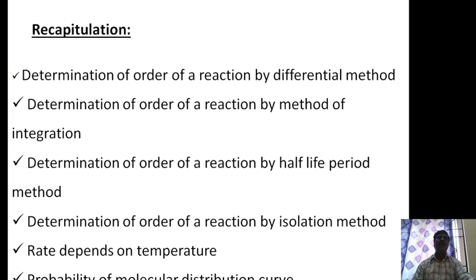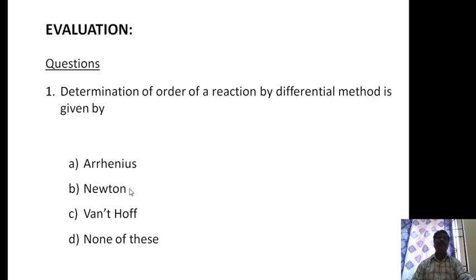Now I have to ask some questions regarding this session. Please answer them. First question: determination of the order of the reaction by the differential method is given by whom? A option is Arrhenius, B is Newton, third one is Van 't Hoff, and fourth one is none of these. I will give you 10 seconds. You have to choose the correct answer.